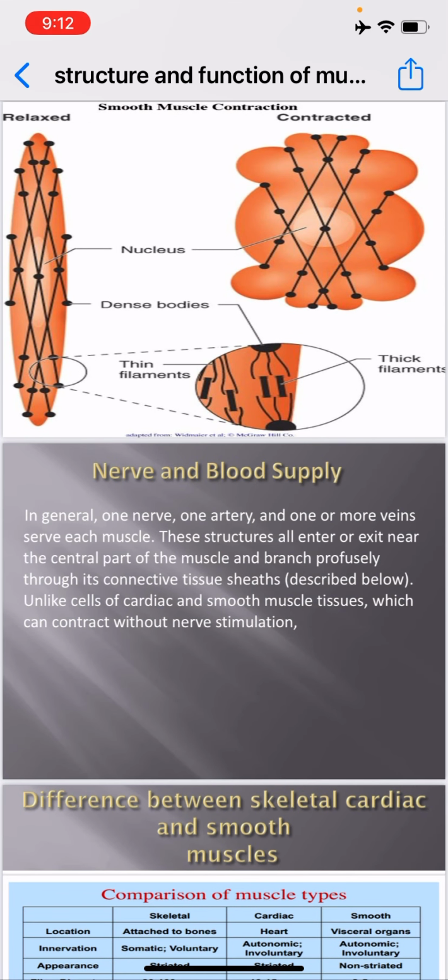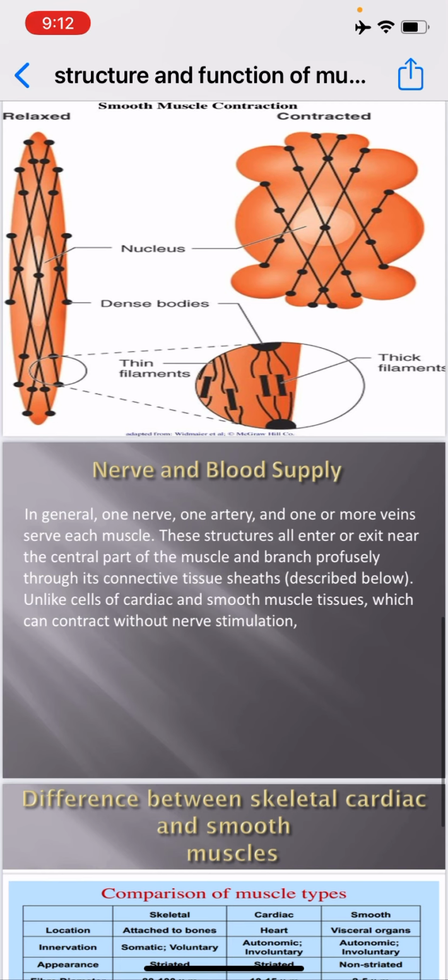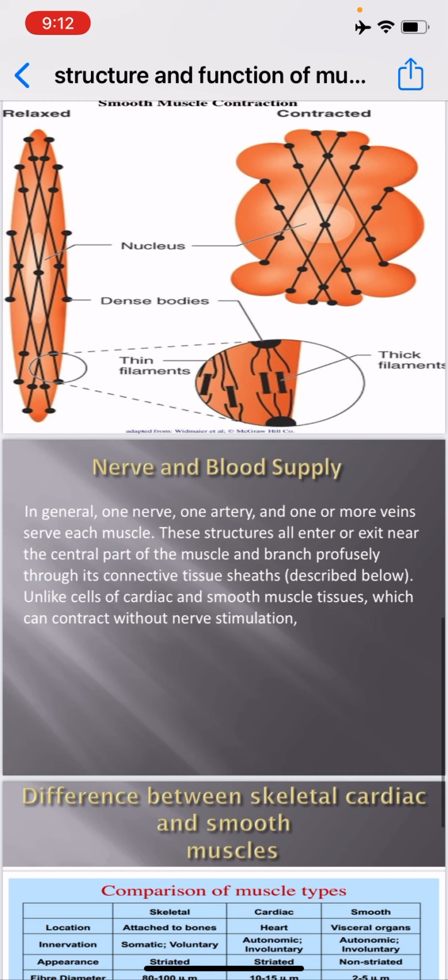Nerve and blood supply. In general, one nerve, one artery, and one or more veins serve each muscle. These structures all enter or exit near the central part of the muscle and branch profusely through its connective tissue sheaths. Unlike cells of the cardiac and the smooth muscle tissue, which can contract without nerve stimulation.